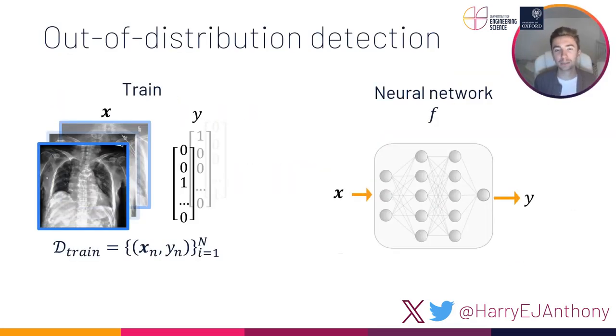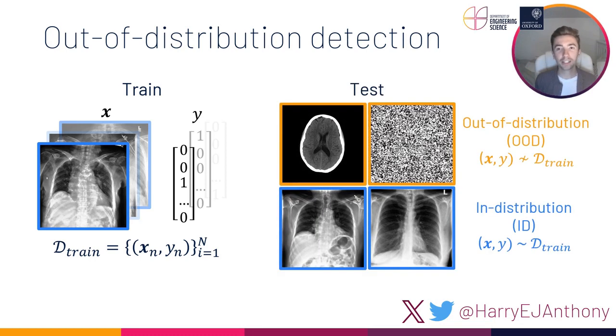When training a neural network, we use a set of training images given by the symbol X and corresponding labels given by the symbol Y, which we call the training data. We can then use this to train a neural network, given by the symbol F, for a task such as classifying diseases from an X-ray scan. Once the model is trained, it can be applied to images without labels during inference.